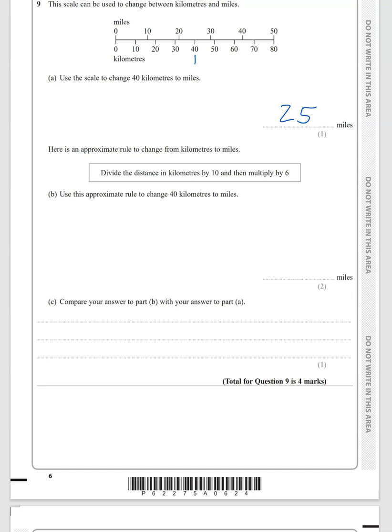So 25. Right, here is an approximate rule to change from kilometres to miles. Divide the distance in kilometres by 10 and then multiply by 6. Use this approximate rule to change 40 kilometres to miles. Well, hopefully we're going to get 25, but let's see. So we've done 40, divide by 10, which is 4. Then we need to do 4 times 6, following the rule. Multiply by 6 is 24.